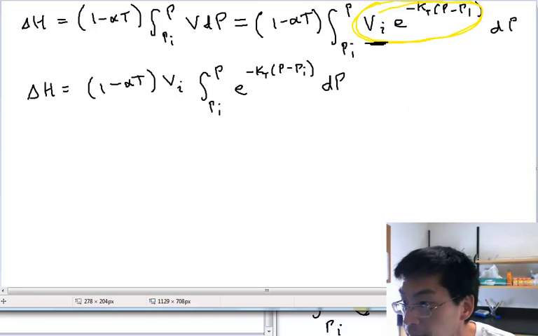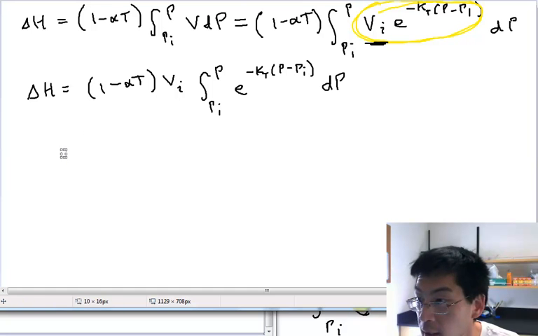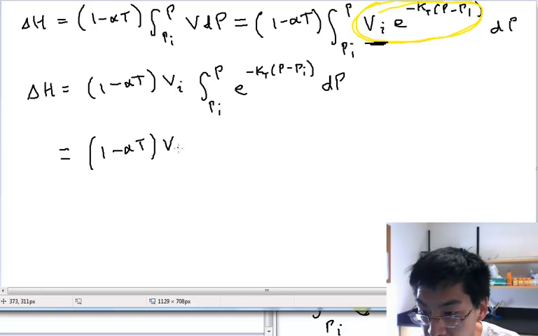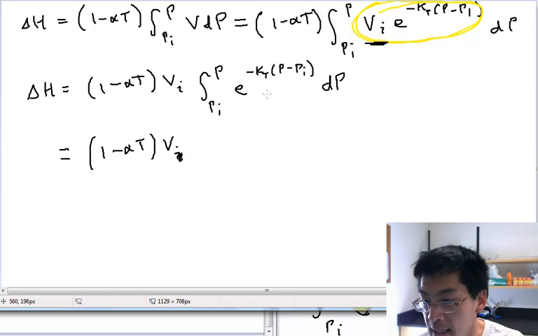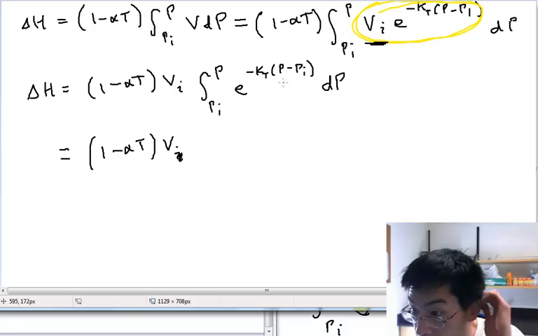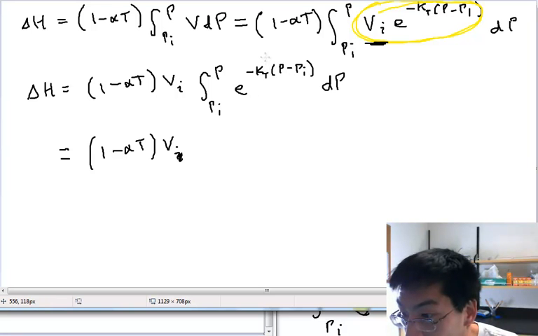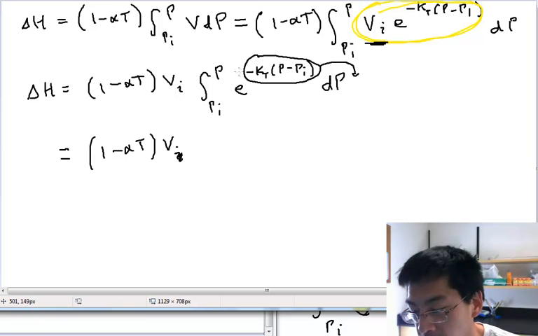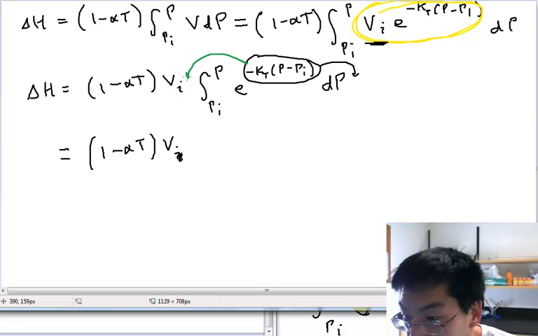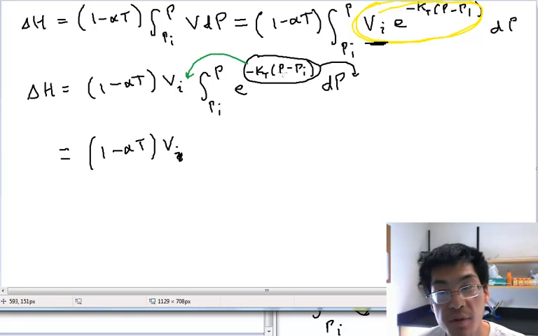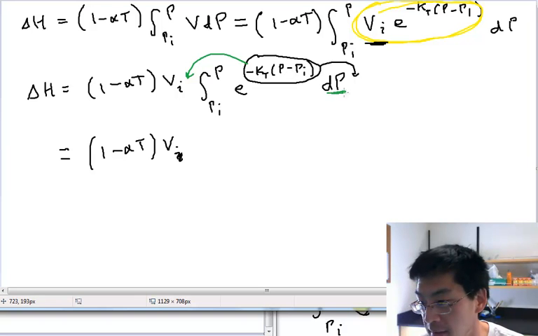Okay. In the same way here, I'm going to solve this integral, 1 minus alpha t vi. This is an I here, Kamala, sorry about that. To solve this integral, I have to take the derivative of what's in here, and I have to multiply that here, or in front, whatever you like. But in order to do that legally, I have to put 1 over that derivative here. So what is the derivative with respect to p?